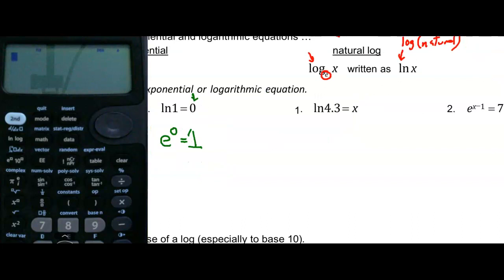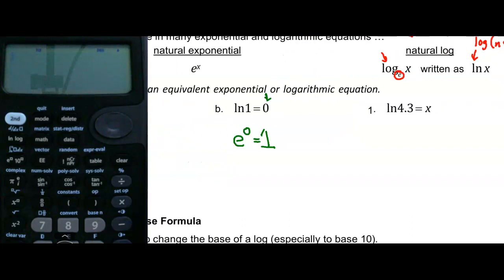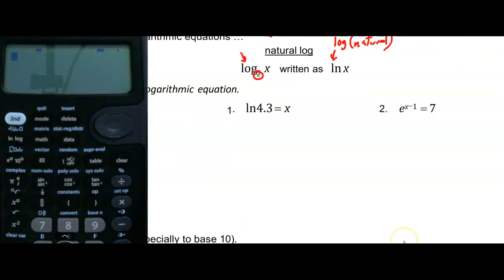Okay. So go ahead and do 1 and 2. You don't need to solve it unless you want to keep going and solve it, but just convert it to the other format. This one is in the logarithm format, converted to exponential. This one's an exponential, converted to log format, which means number 1 will have an e to some power, and number 2 will have an ln in its final answer.